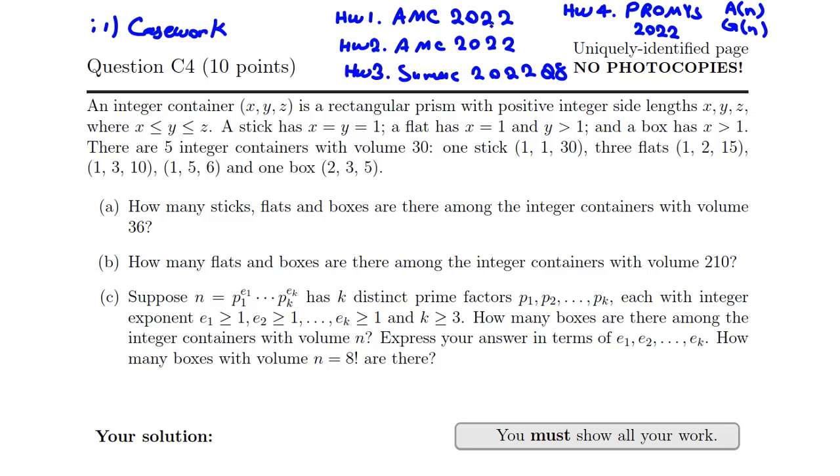Homework 1 and 2, AMC 22 problems, and homework 5, one problem from HMMT 2023, Harvard MIT Math Tournament. All of them can be solved with only caseworks. Okay, so let me explain. Let me tell you homework 1, homework 2, exactly which problems.